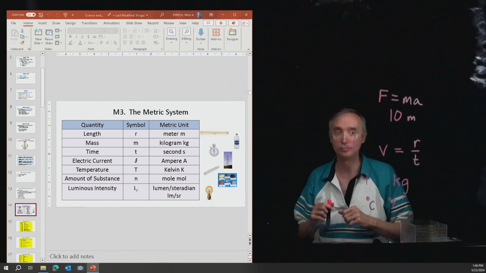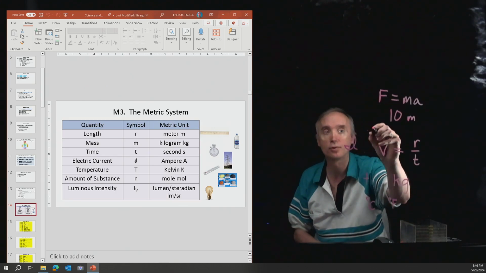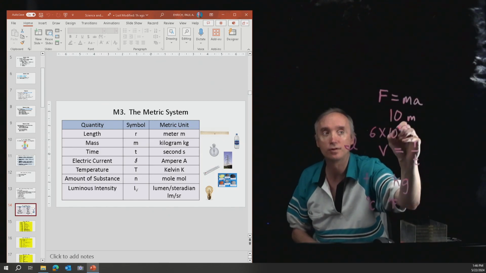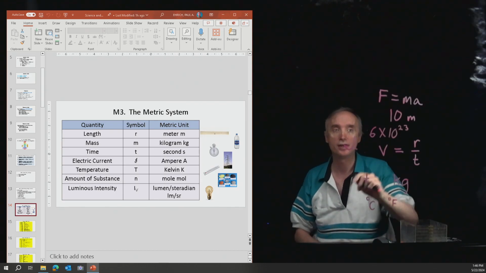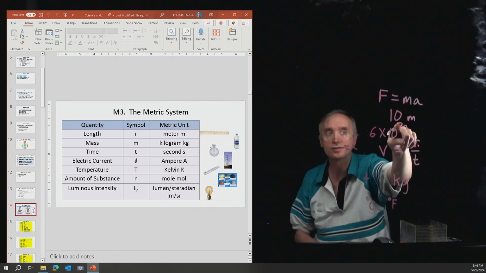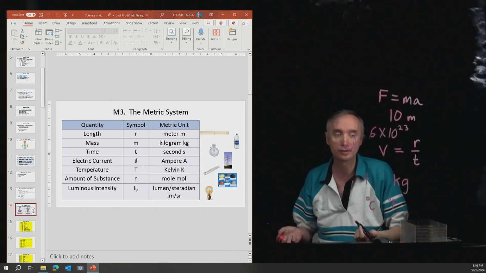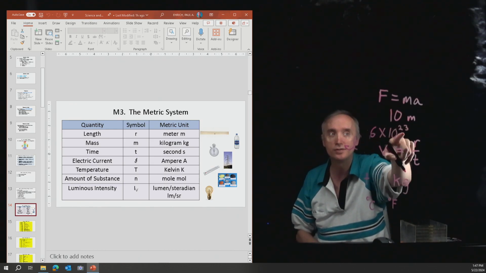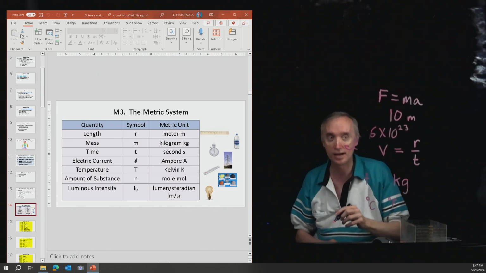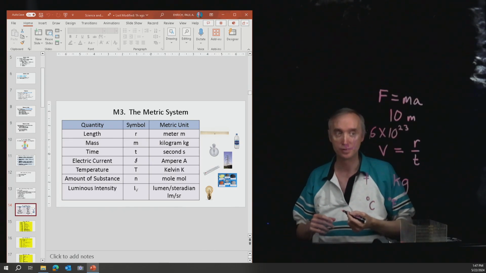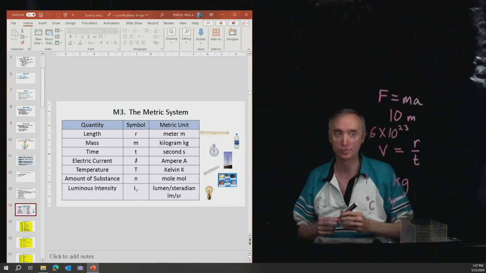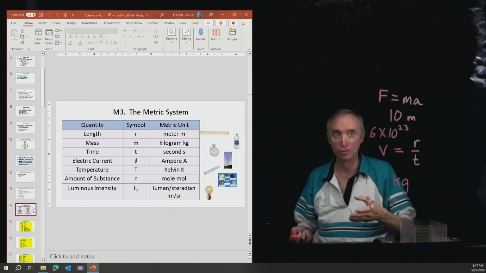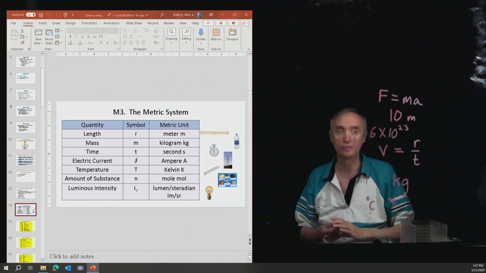So what is a mole? So a mole is going to be approximately 6 times 10 to the 23rd of something. Now again, don't worry about, this is called scientific notation, and that's another math topic that we'll get to. But what this means is write a 6 and then write 23 zeros next to it. That's how big a mole is. 6 times 10 to the 23rd of something. A dozen is 12 of something. A mole is 6 times 10 to the 23rd of something.